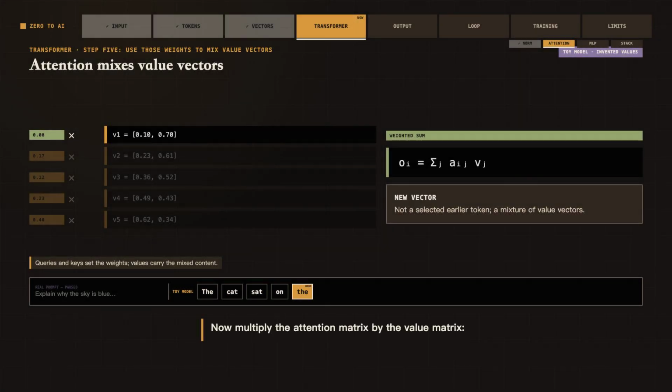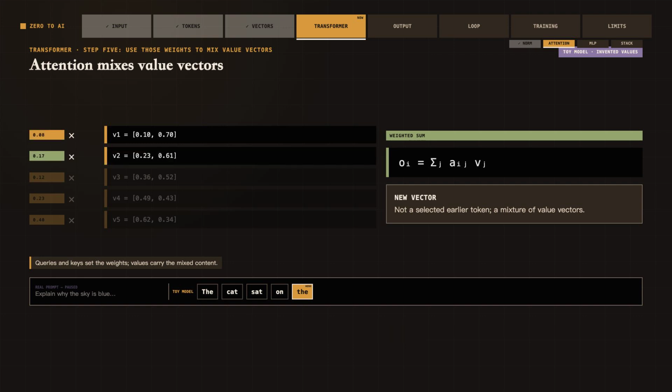Now multiply the attention matrix by the value matrix. O equals A times V. For one head, A has shape n by n. If that head's value matrix has shape n by dv, then O has shape n by dv.